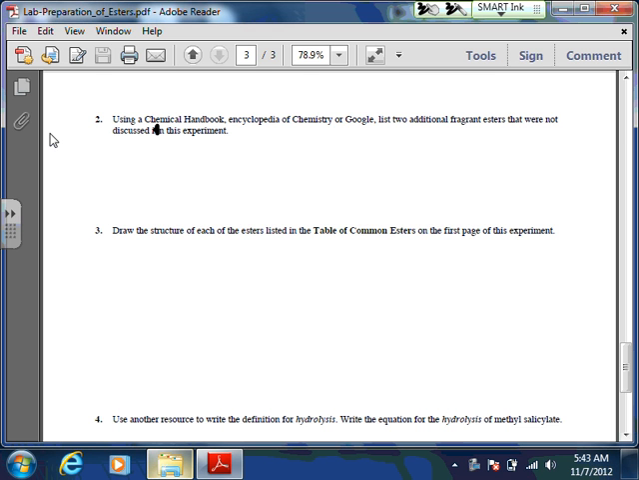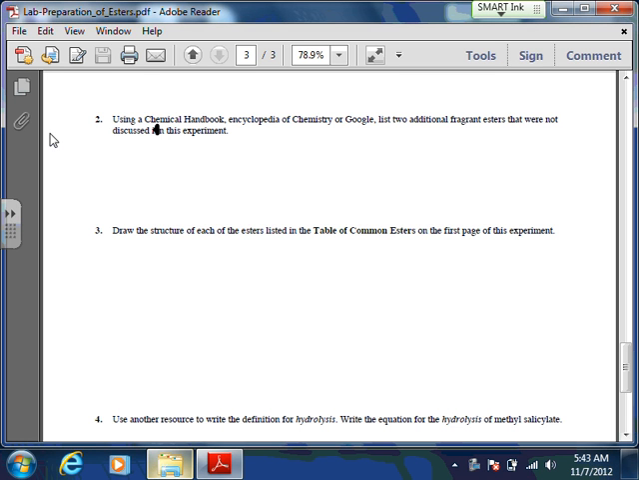2 additional fragrant esters that were not discussed in the experiment. So you need to actually look these up. Find a couple that were not on the chart that we did in this lab, okay? Which shouldn't be that difficult. Number 3 is going to take you a little while.